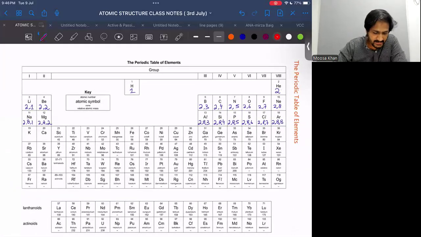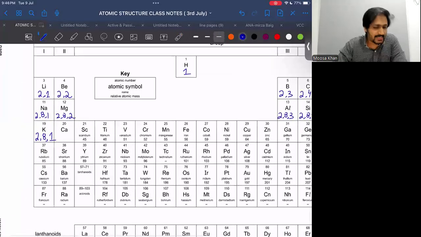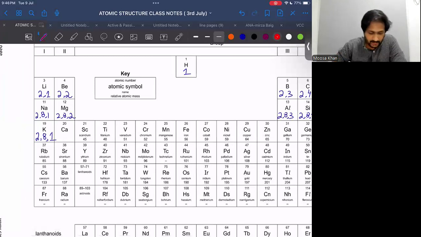All group 1 elements, they all have one valence electron. So in order to achieve stability, see, we can only make the electronic configuration up till potassium for group 1 because rubidium has an atomic number of 37. We cannot make the electronic configuration of rubidium, but हमें ये पता है कि group 1 का है तो its valence shell must have one electron.